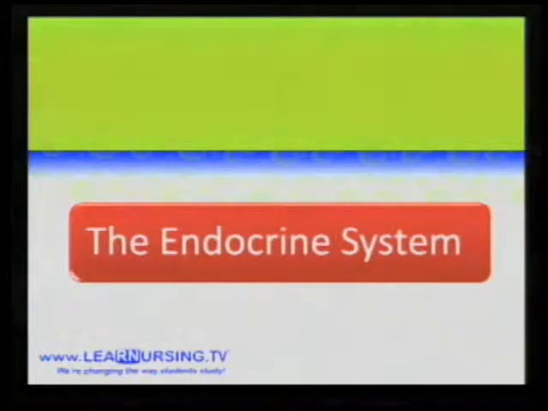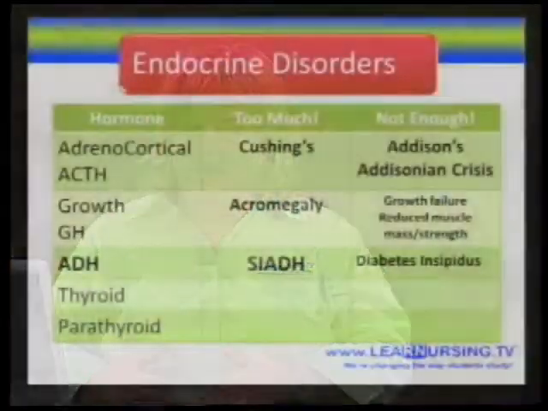This is part 2. In part 1, we looked at Cushing's, Addison's, acromegaly, SIADH, and diabetes insipidus. Now in this section, we're going to look at hypothyroidism, the thyroid gland, and the parathyroid gland. Let's get started. You should have in front of you the chart that lists out the hormones, what happens when you have too much, and what happens when you have not enough.